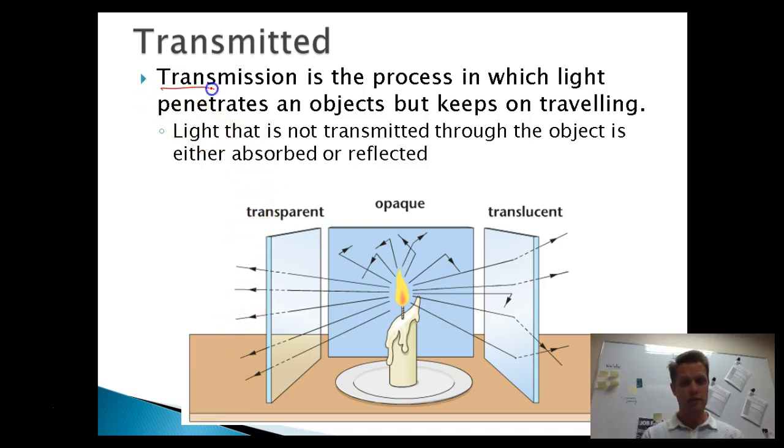Light can also be transmitted. And transmission is the process in which light penetrates an object but keeps traveling. Light that is not transmitted through the object is either absorbed or reflected. So not all the light goes through.